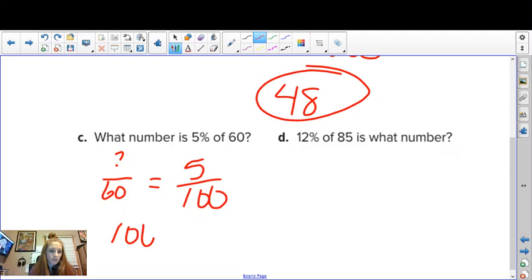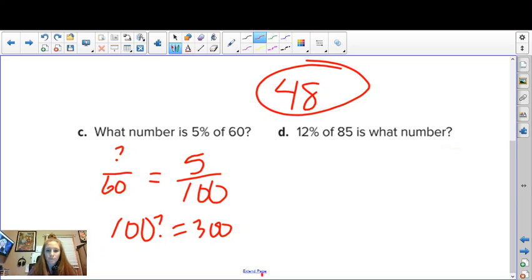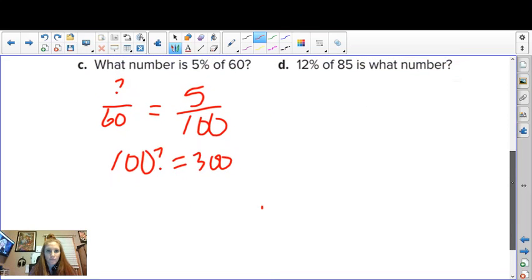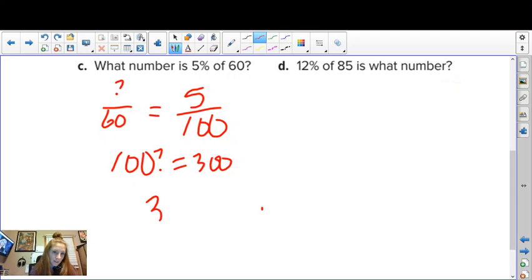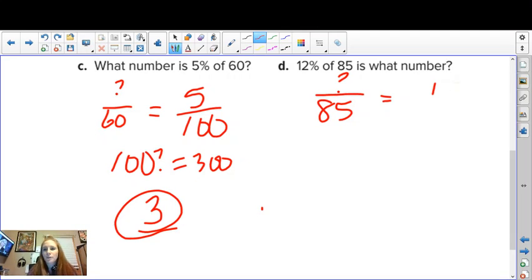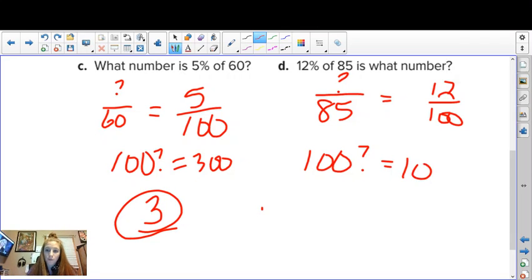I get 100 question marks is equal to 300. Then I divide by 100, so I should get the number 3. Next, 12% of 85 is what number? So I have question mark over 85 is 12 over 100. Cross multiply, get 100 question marks is equal to 1020. Divide by 100 and I should get 10.2.